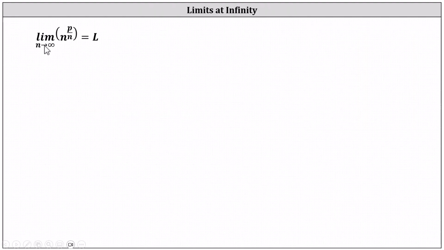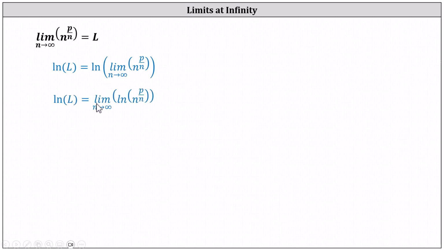Again, let's consider the limit as n approaches infinity of n to the power of p divided by n. Let's set this equal to L, change the order of the equation, and then take the natural log of both sides of the equation. On the right, we'll use the limit property where we can bring the natural log inside the limit. We can write the right side as the limit as n approaches infinity of natural log of n raised to the power of p divided by n.